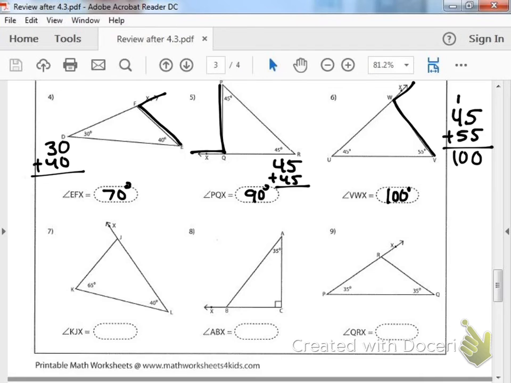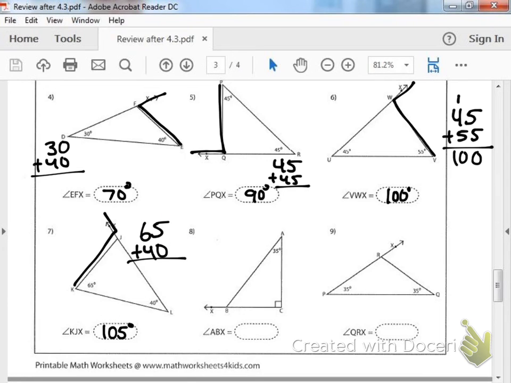105. 104. Which one are you talking about as 105? Oh, sorry, I don't even know what angle I'm looking for yet. KJX, okay, the exterior angle. 104. So 65 plus 40 would be 105. Maybe 104. Just double check your math. You might have written it down as a 4 instead of a 5.